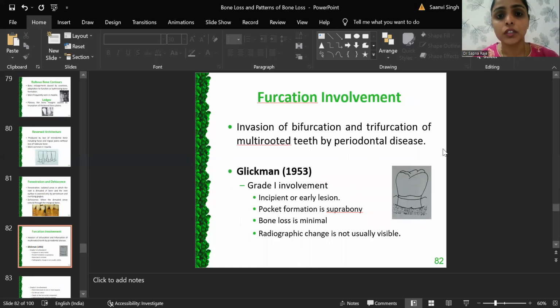Furcation involvement. Invasion of the bifurcation and trifurcation of multirooted teeth by periodontal disease is known as furcation involvement. Grade 1 involvement is an incipient or early lesion, pocket formation is suprabony, bone loss is minimal, and radiographic change is not usually visible.